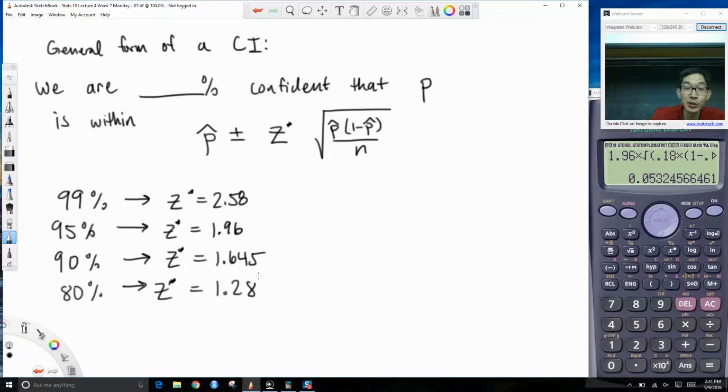But these 3 are probably the most common intervals. 80% is on the low side, but you could make it. Is that good? Okay.